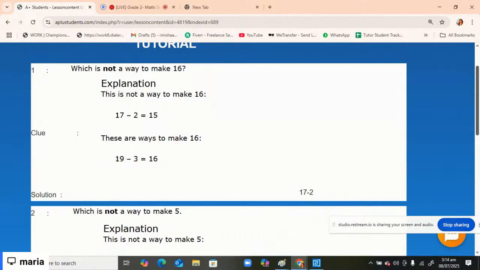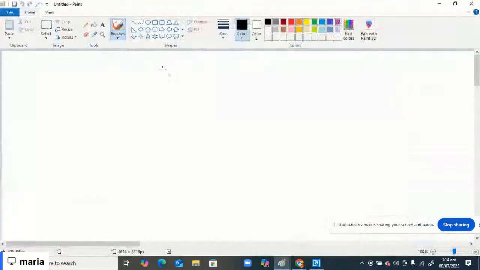Okay. So two possibilities are given. First, we write a number which is not a way to make that number, and the other, we write a number that is a way to make it. Okay. So first, for example, if I say which is not a way to make 10, we are going to subtract. Let's suppose I subtract a greater number from the smaller.